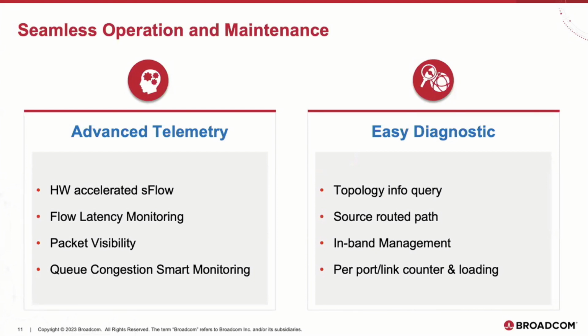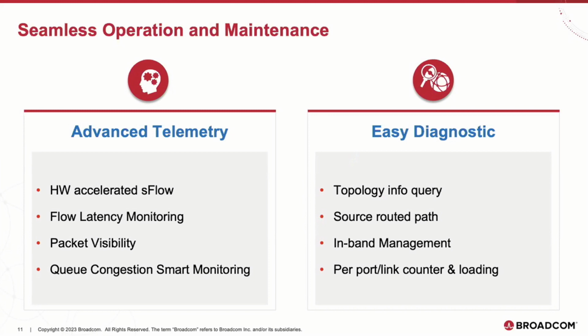Second is the flow latency monitor. With this architecture, you may want to know the latency experienced by every flow in the fabric. It allows you to monitor the top 8 flows experiencing the longest latency, and it also allows you to monitor the latency for every flow.